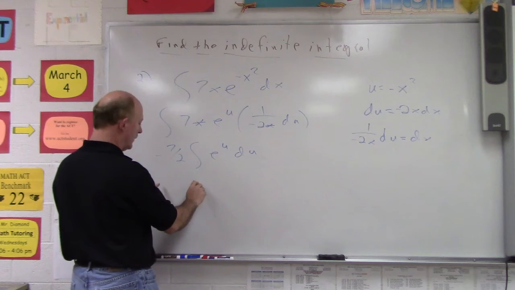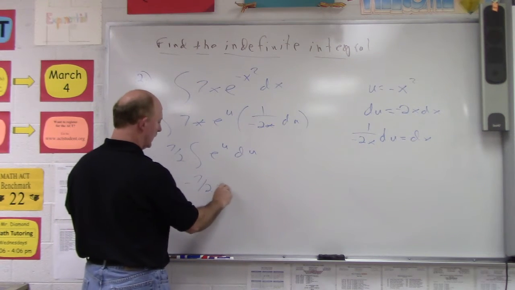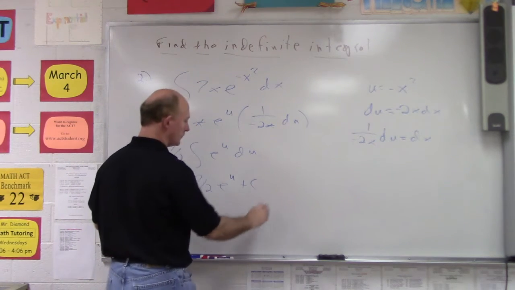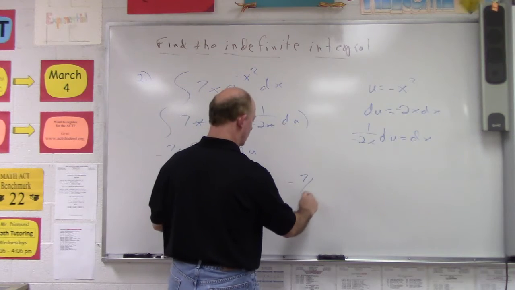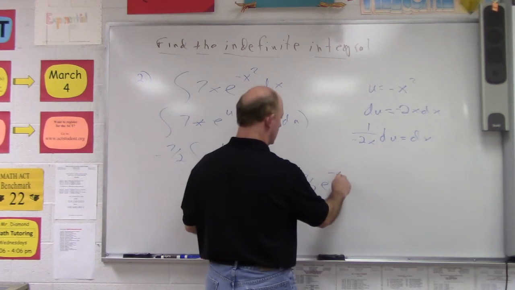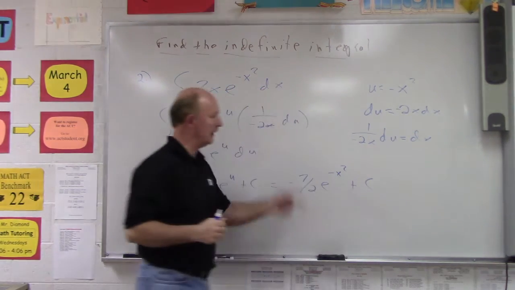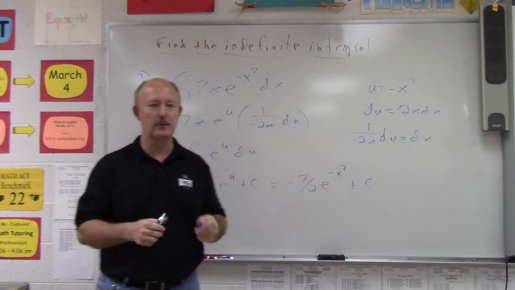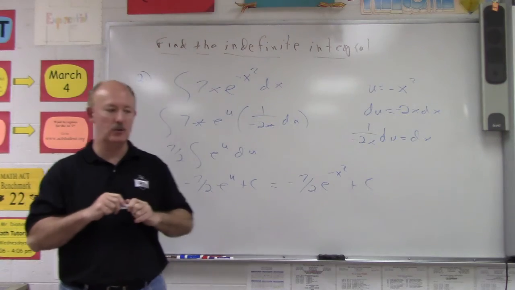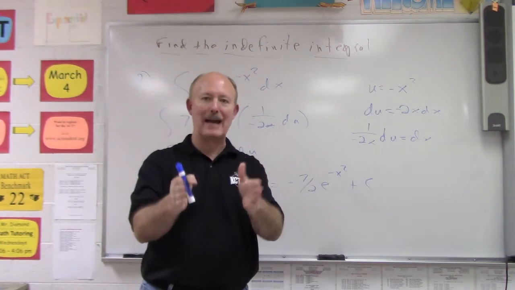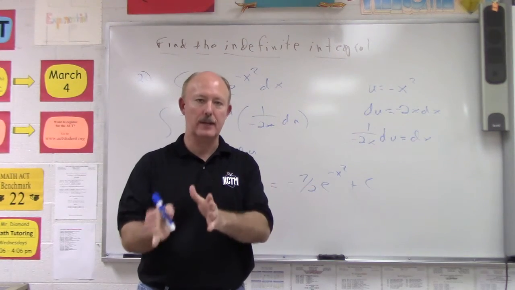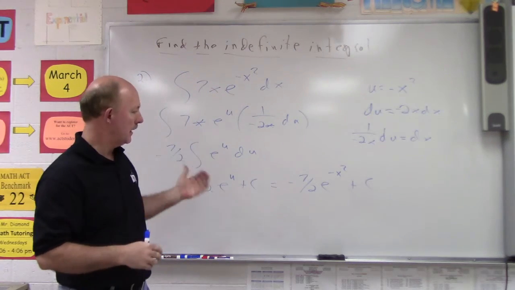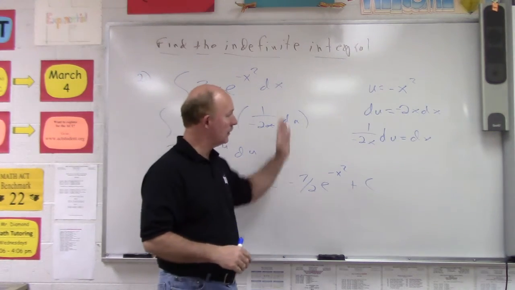So our antiderivative now is negative 7/2 e to the u plus c, okay, which is equal to negative 7/2 e to the negative x squared plus c. So last thing you want to do, take that negative x squared, substitute it back in for u from the original substitution. So remember to write your answer back in terms of x. So convert your answer here from in terms of u to in terms of x.